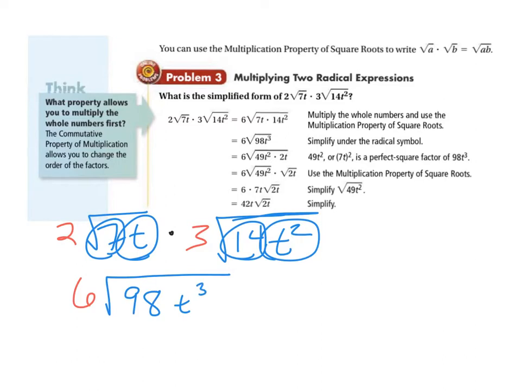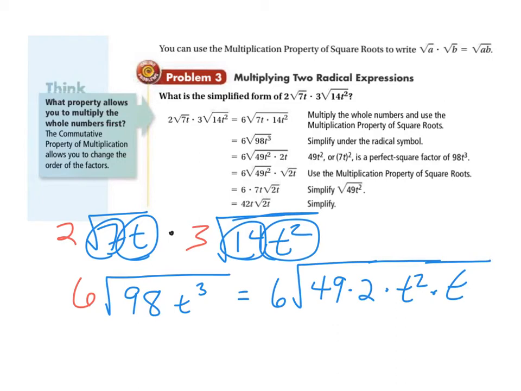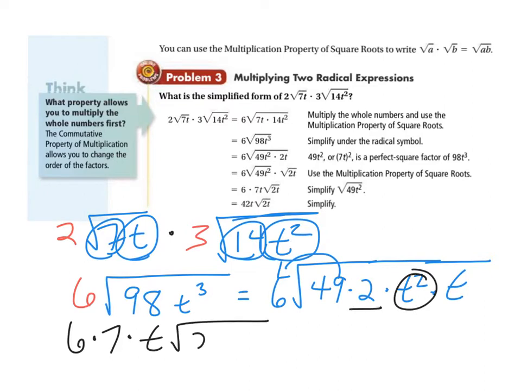But now I have to go through and put it in simplest form. So I have to take a look on the inside. Perfect squares, right? So we're going to have 6 on the outside still. On the inside, we're going to have 49 times 2 times t squared, that's my perfect square from the variables, times t. So the 49 is going to come out as 7, right? So I'm going to have 6 times 7 times t, because there's that t squared coming out. Inside, we're left with the 2 and the t.